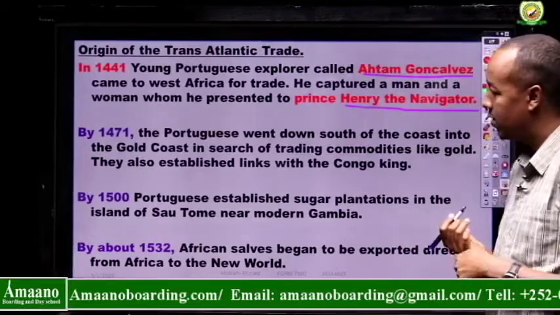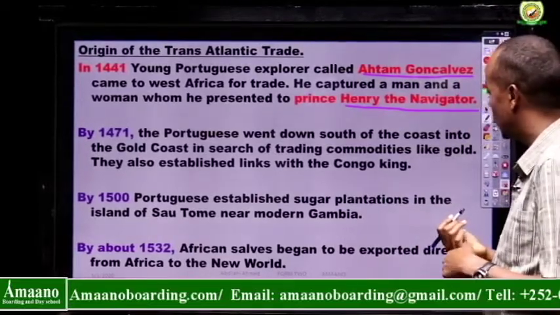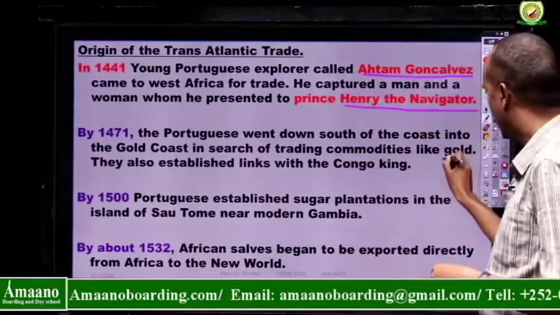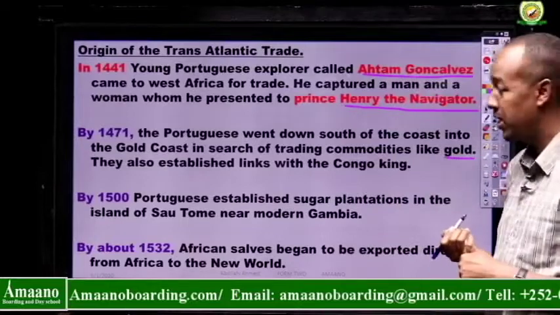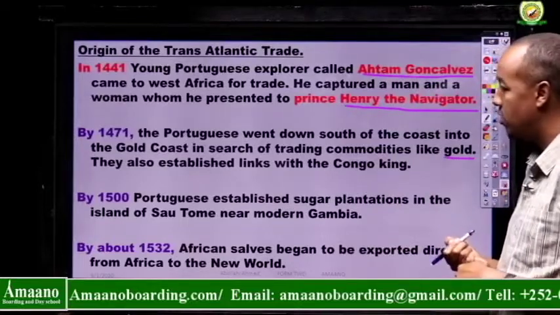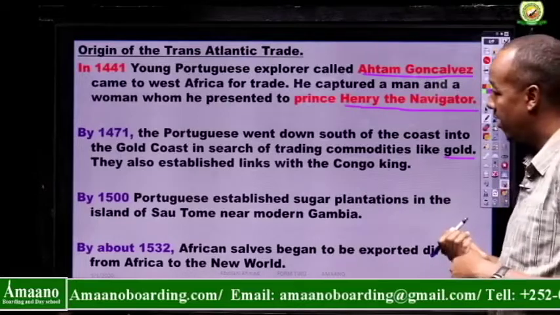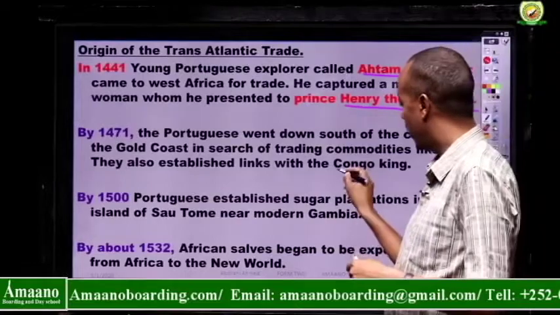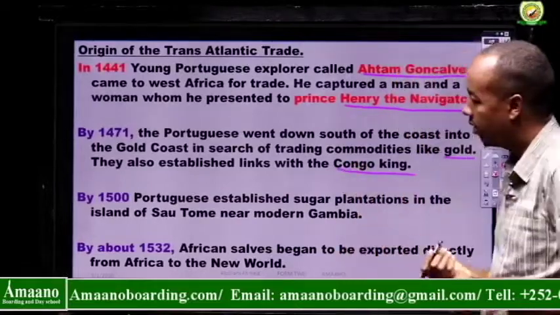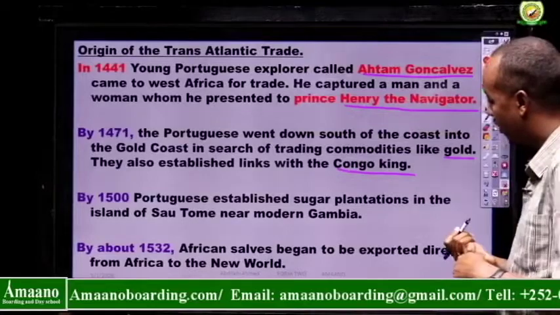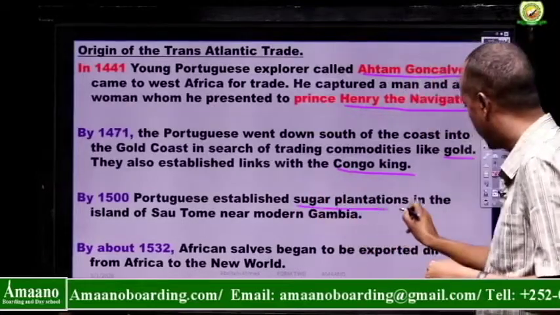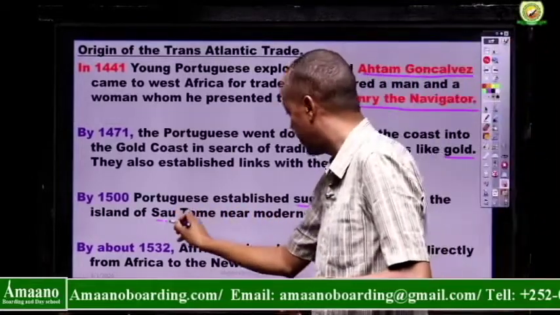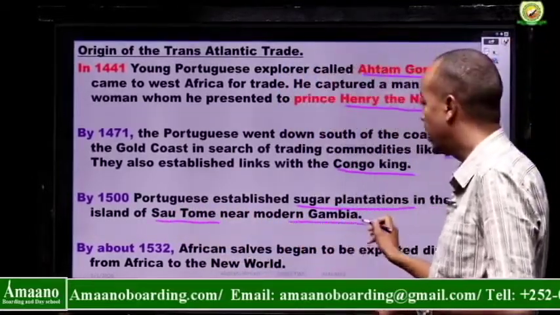By 1471, the Portuguese went down south along the coast into the Gold Coast, that is Ghana, in search of trading commodities like gold. So they established links with the Congo king. By 1500, the Portuguese established sugar plantations, very big farms of sugar cane, in the islands of Sao Tome and modern Gambia.